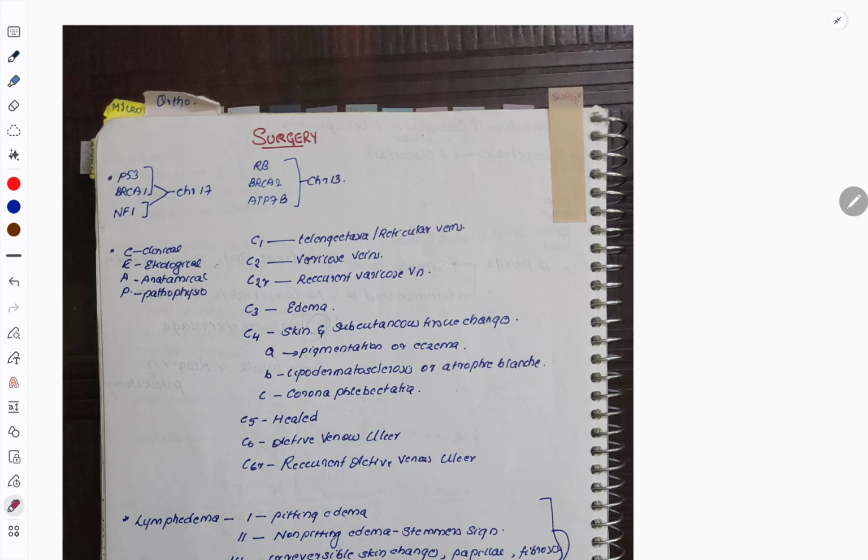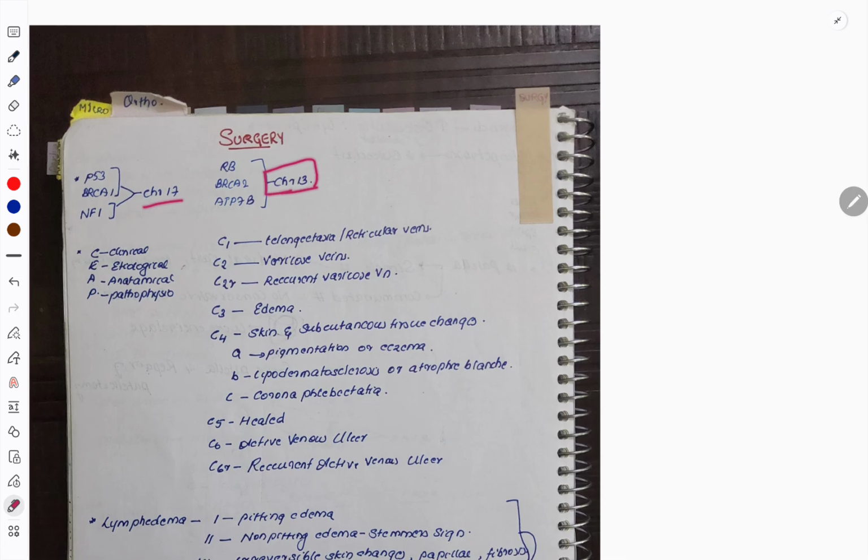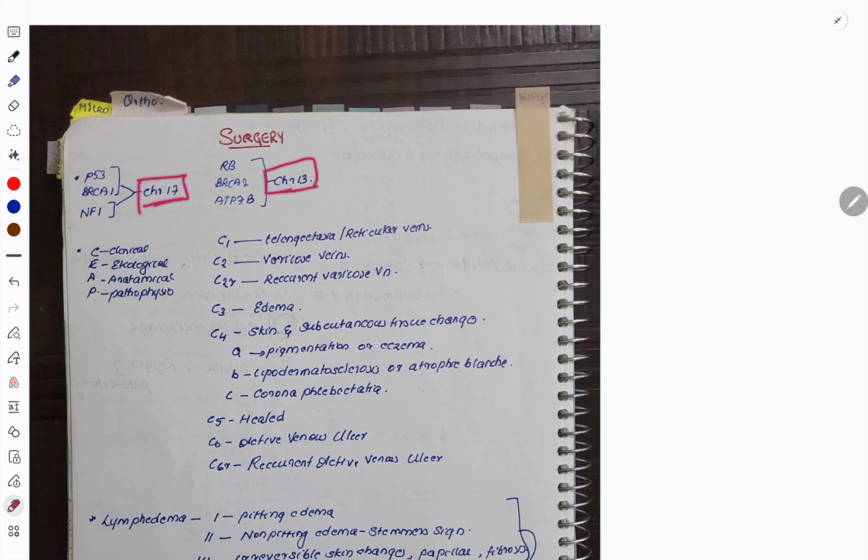Now let's dive into surgery. So let's go fast and clear. We have chromosome 17 and chromosome 13. Let's start with that. Chromosome 17 is associated with BRCA1, NF1 and P53. Chromosome 13 is associated with three: ATP7B, RB1, and BRCA2. So this is what is associated with chromosome 13.